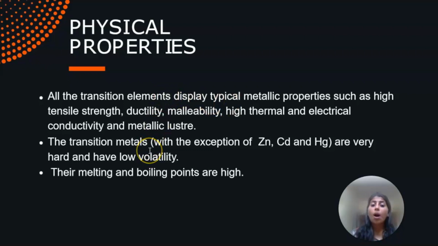Physical properties. All the transition metals display typical metallic properties like high tensile strength, ductility, malleability, thermal and electrical conductivity and luster. The transition elements are very hard and have low volatility except zinc, cadmium and mercury, and their melting points and boiling points are also very high.